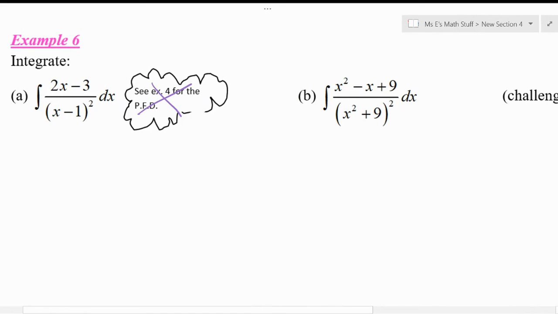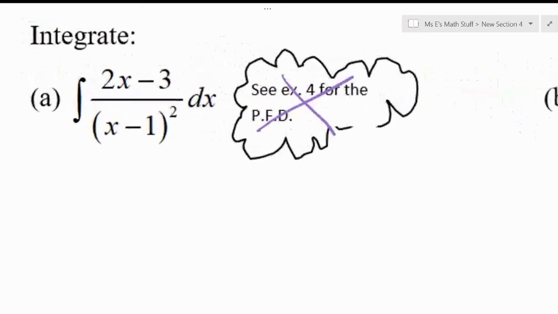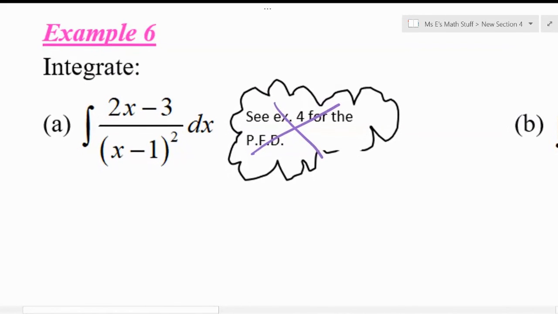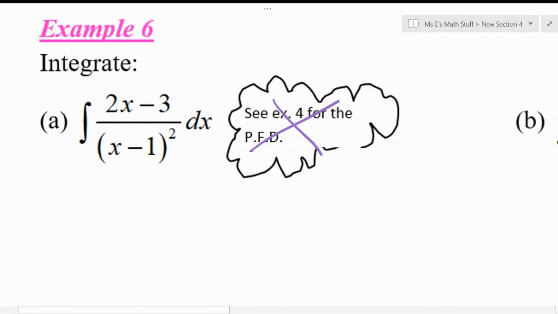All right, so for example 6, let's have you integrate (2x minus 3) over (x minus 1) squared. And let's just worry about that for now. We can go on to part B later. All right, see how it goes. Check in with me in the next video.